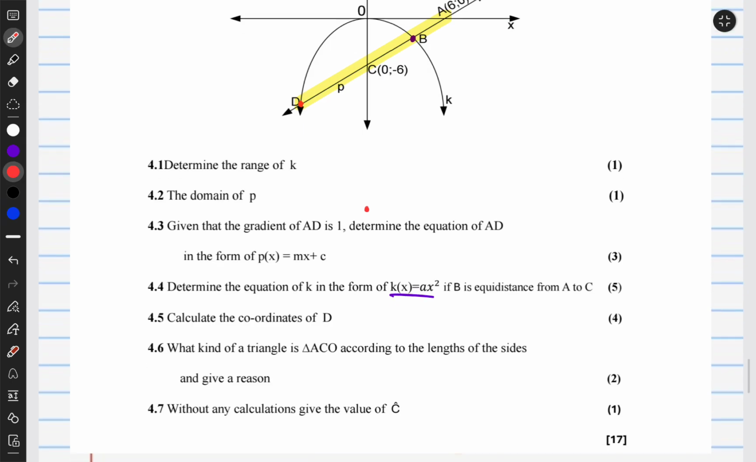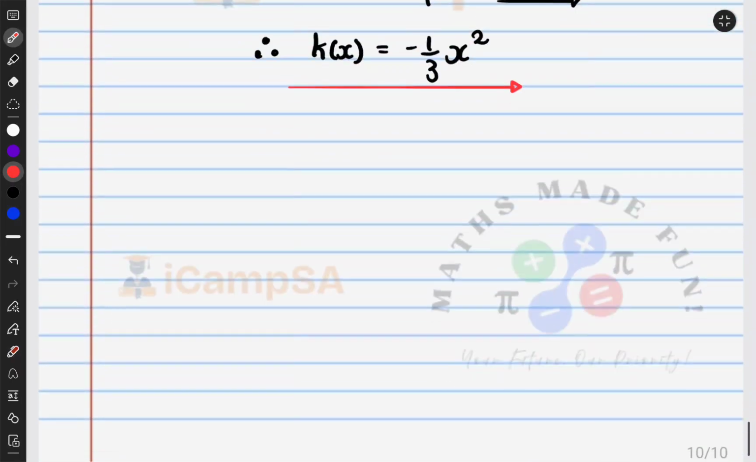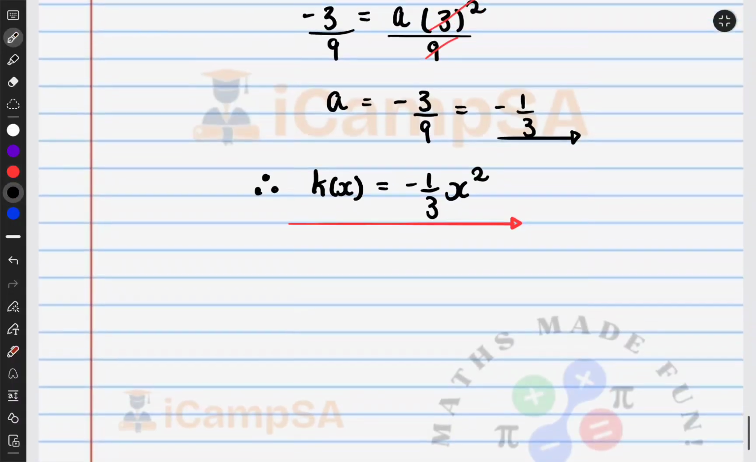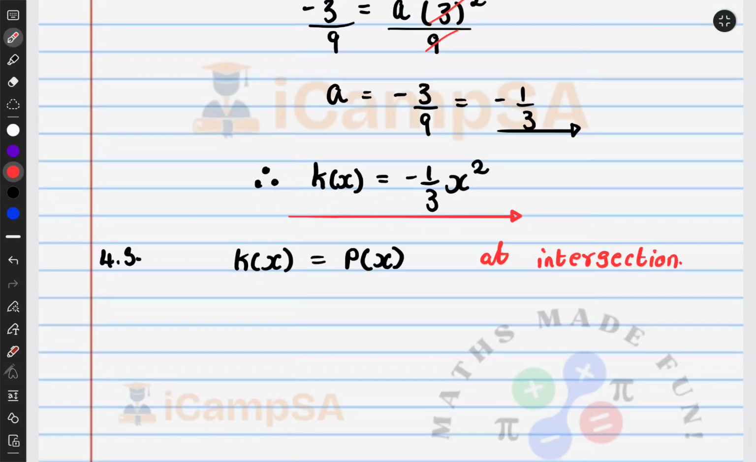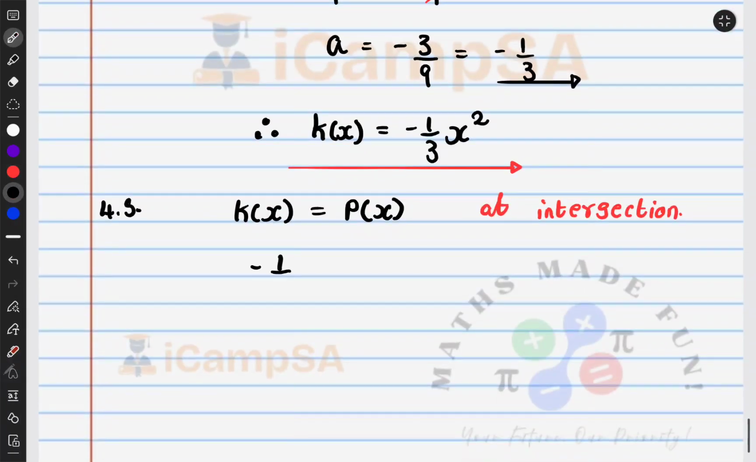They would give us the same values. So at the intersections, when we are asked to calculate or find the coordinates at the intersections, since we know that D is an intersection, what do we do? We equate our equations. So K at x is equal to P at x at intersection. K at x is negative 1 over 3 x squared, which is equal to P at x.